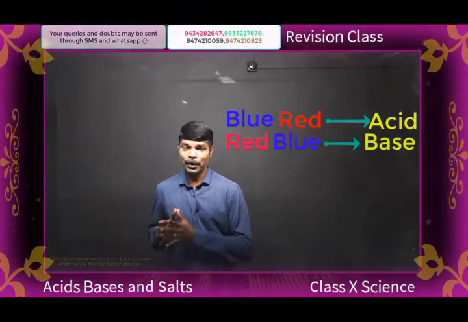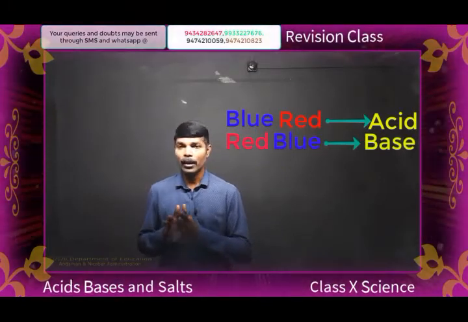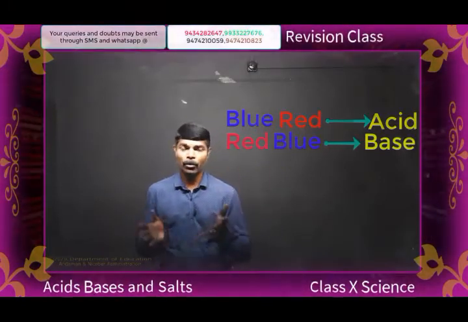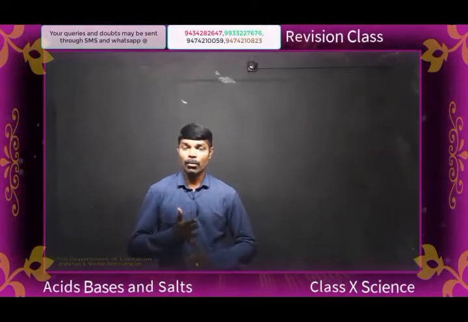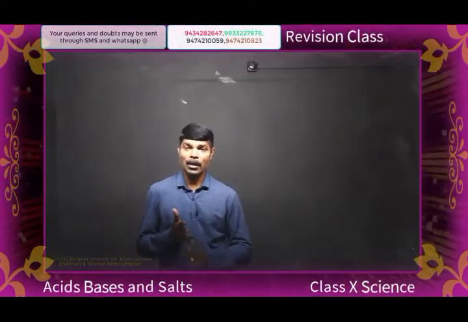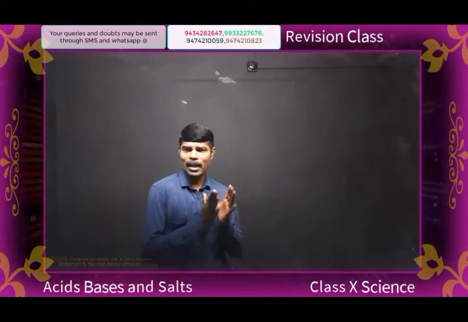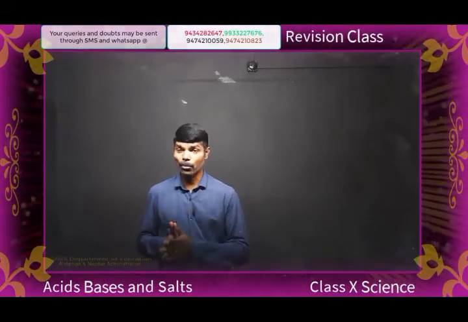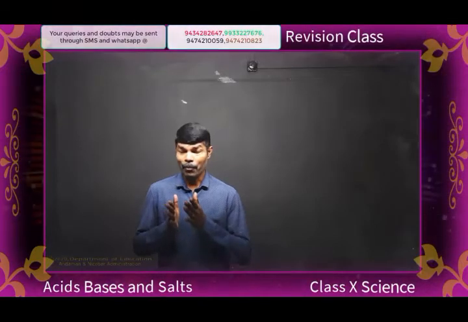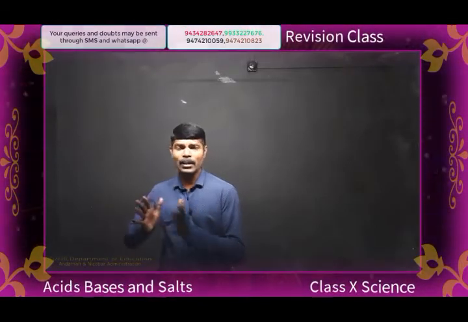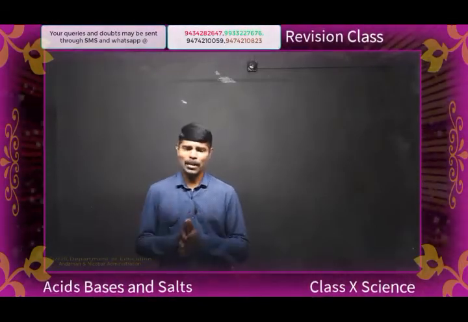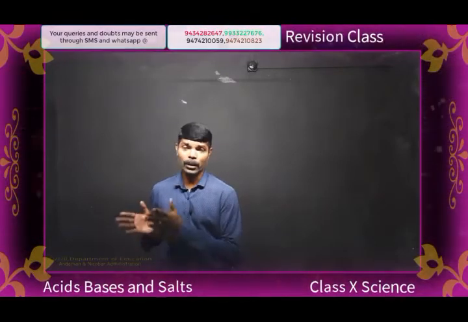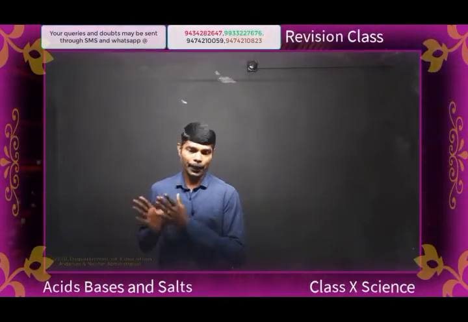Apart from litmus paper and solution, various other indicators can also be used. Phenolphthalein is one indicator, methyl orange is another. These are synthetic indicators. Some natural indicators are China rose and turmeric powder. You must have studied these in the lower classes and in your previous learning.